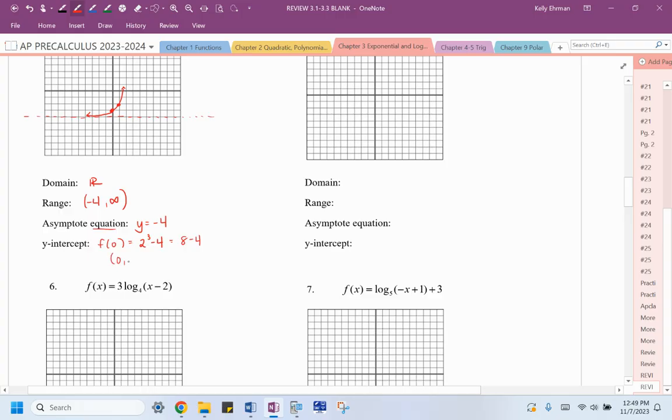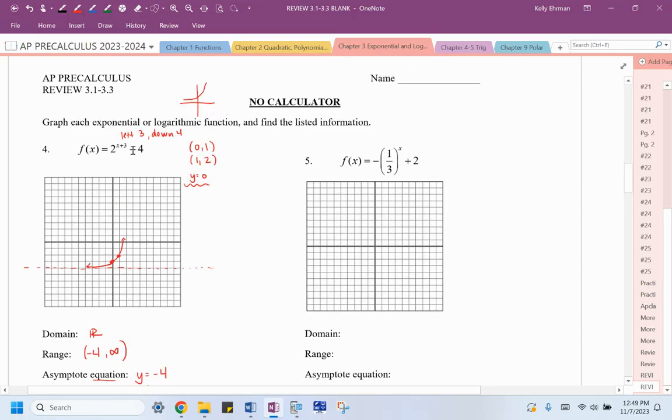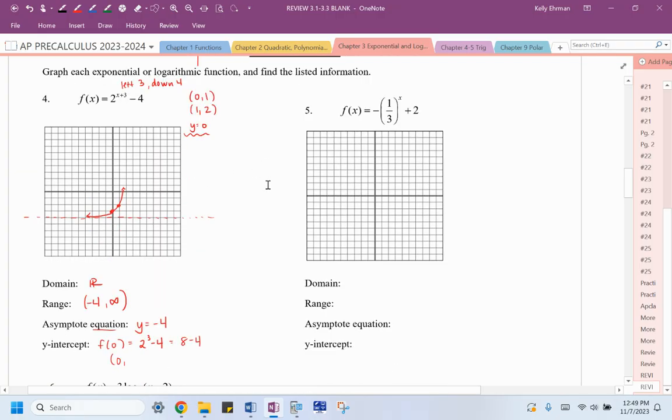It is 0. Oh, wait, what did I just do? 2 to the third minus 4. It's 0, 4. Wait, why is that happening? Oops, I forgot to go left 3 and down 4. It's like, why isn't the math matching up? I guess it's good that I did it, right?